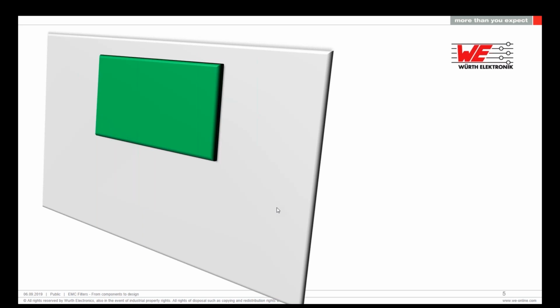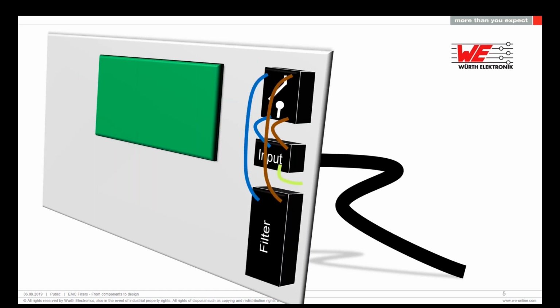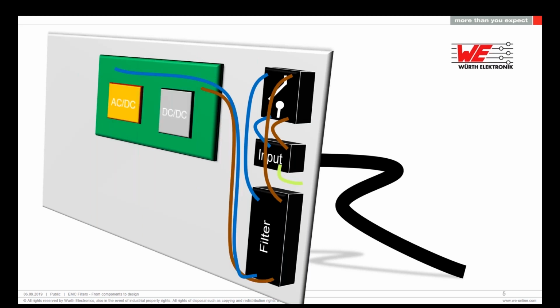what they have in the application was an inlet socket where they have the input in the circuit. Then from this input, the mains line was going to a switch to switch the circuit on or off. Then from this switch, we were going to the filter, and from the filter to the AC-DC and DC-DC converters in our equipment.